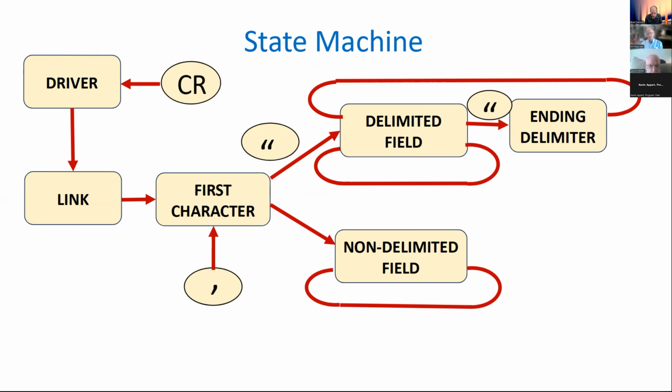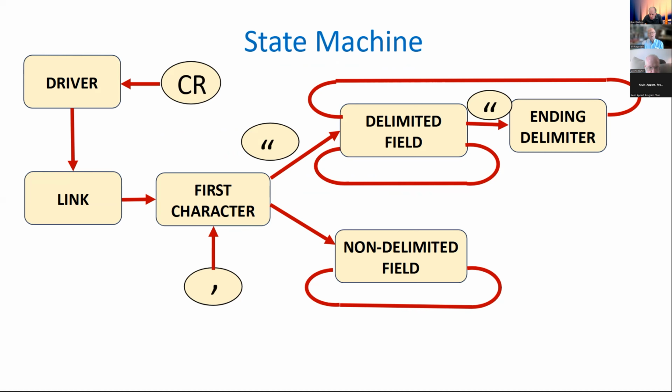And the non-delimited field then can call itself repeatedly, and we don't show the exits because remember the exits would exit upon a comma or a return. So for an ordinary character, it calls itself. For a comma, it goes to, on the left-hand side, you can see the little comma in the circle. That returns us to a first character. If it executes a return, a CR, that returns us back to the driver.